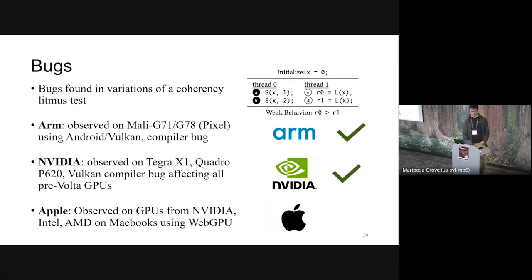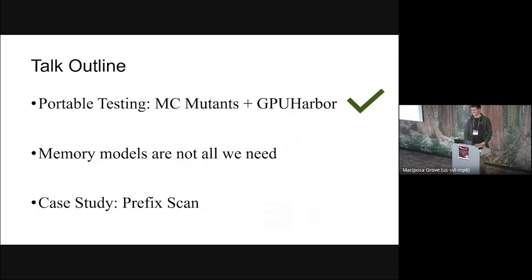And then we also observed the same issue on GPUs from NVIDIA, Intel, and AMD, all on MacBooks running under Apple's Metal framework with WebGPU on top of that. And this has been reported to Apple. So that is a very brief introduction to our work on testing the memory model of WebGPU and Vulkan, and our papers on that.